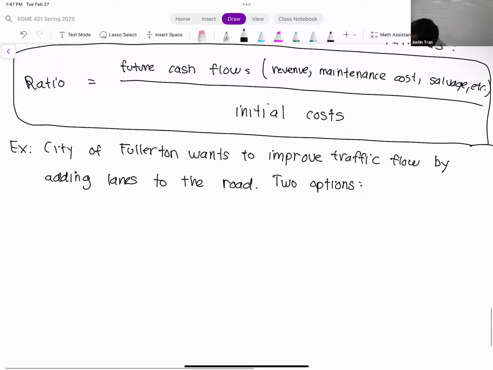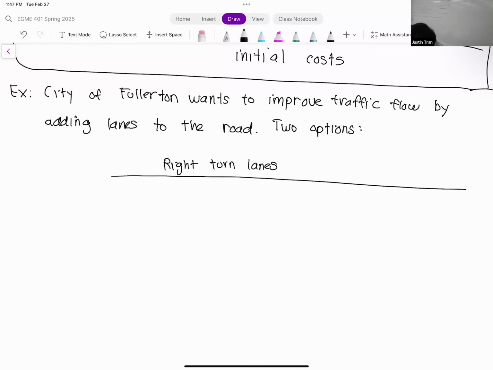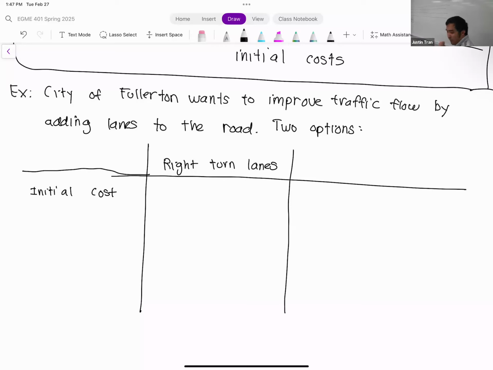All right, so on the one hand, they can add more right turn lanes, so they can go to a lot of the traffic lights in Fullerton and add more lanes for turning right. And so if they were to add right turn lanes, let's quantify some of these numbers here. So we have the initial cost, of course. And so the initial cost of adding right turn lanes is going to be $8.1 million. Or 8.9, excuse me.